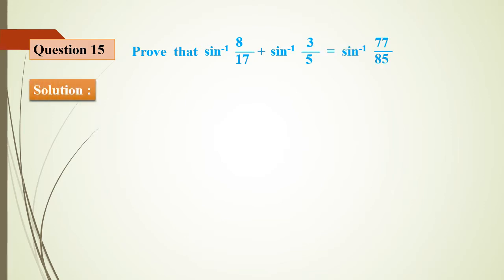With the continuation of the next problem in the concept of inverse trigonometric functions. We'll prove now sine inverse of 8 by 17 plus sine inverse of 3 by 5 is equal to sine inverse of 77 divided by 85. Consider the left hand side first: sine inverse 8 by 17 plus sine inverse 3 by 5.